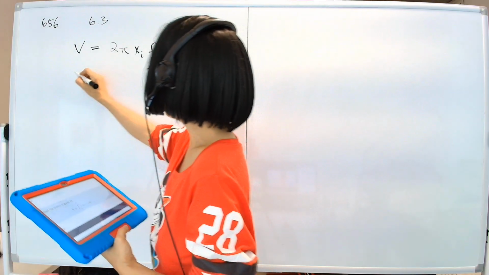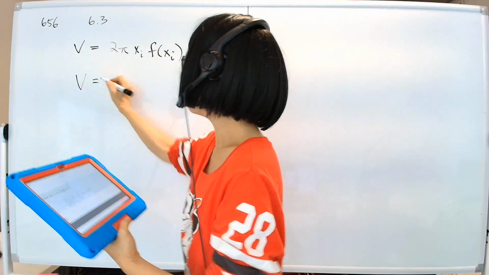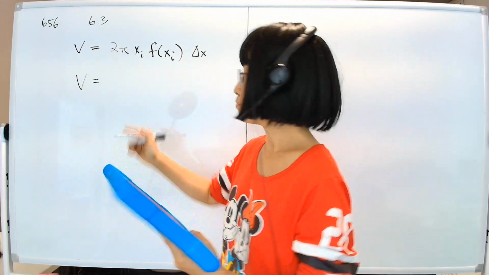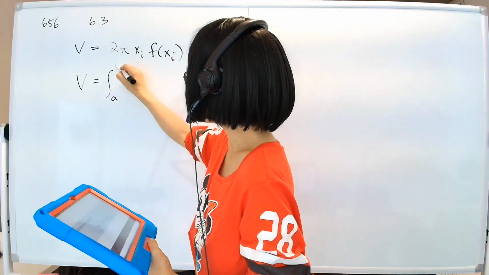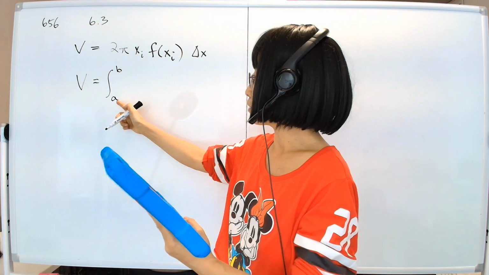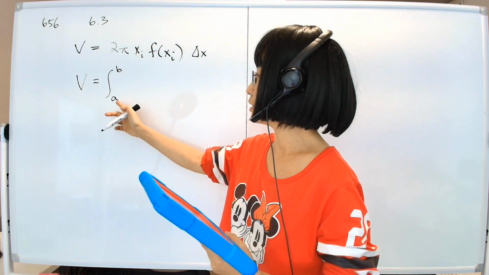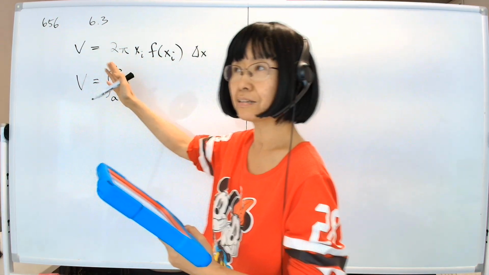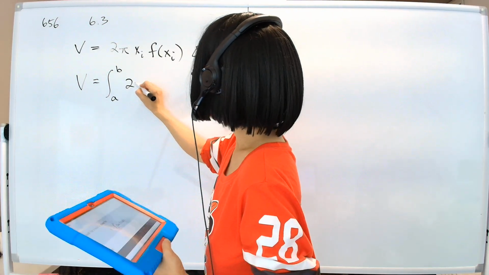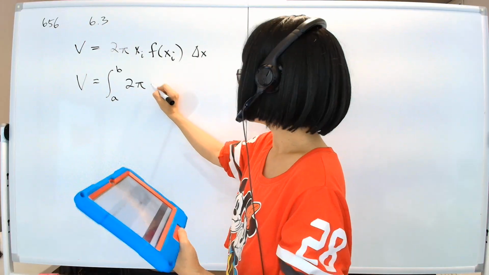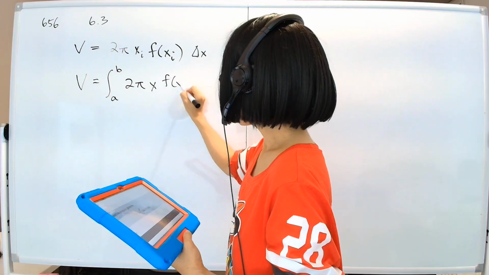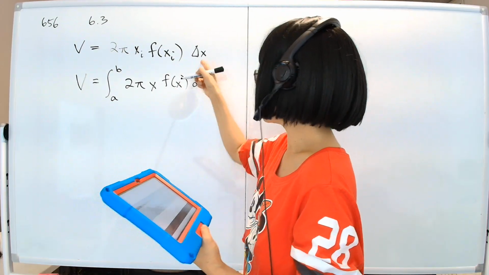The shell formula states that the volume of the object of revolution is given by integrating from the proper endpoints, the lower limit to the upper limit, of 2 pi times the radius, which is just x, times the height, which is f of x, and then dx, which represents the delta x.